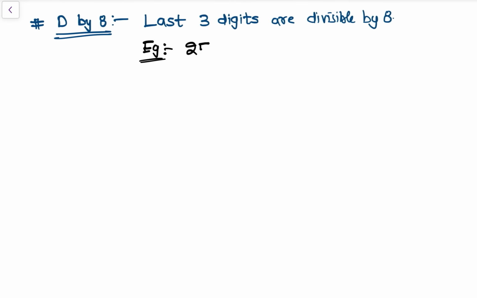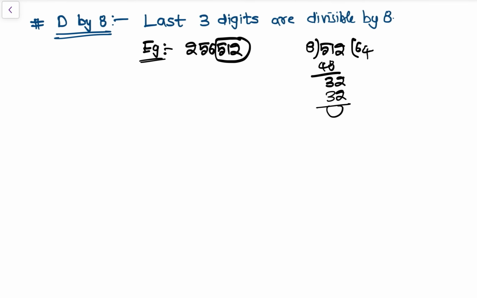That is 256512. Check the last 3 digits. See, this is 512, so divisible by 8. See, 8 6s are 48 and 8 4s are 32. So 0 is the remainder. Yes, the last 3 digits are divisible. So that means the entire number is divisible by 8.